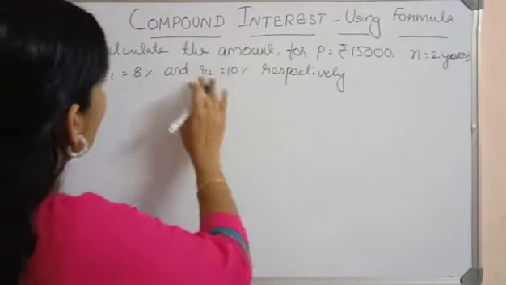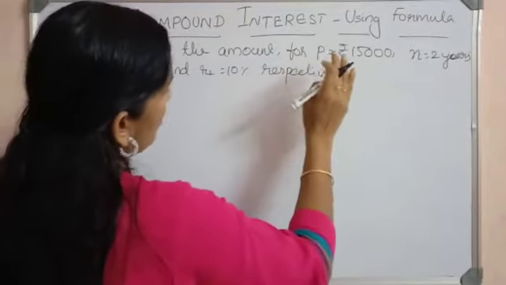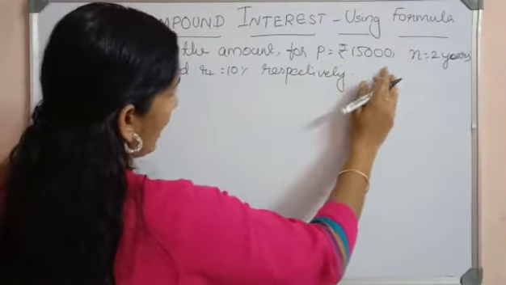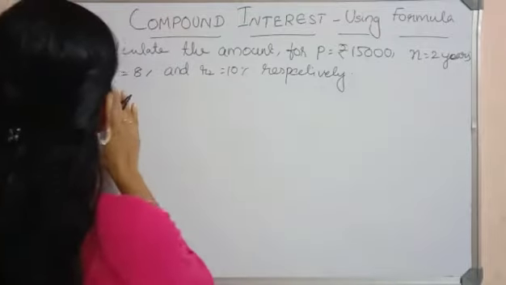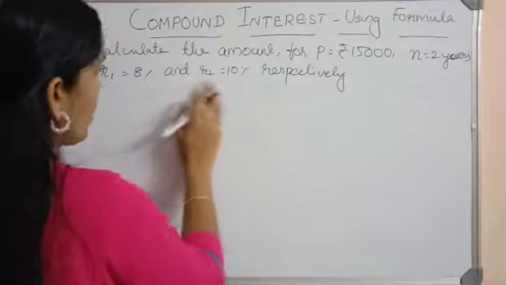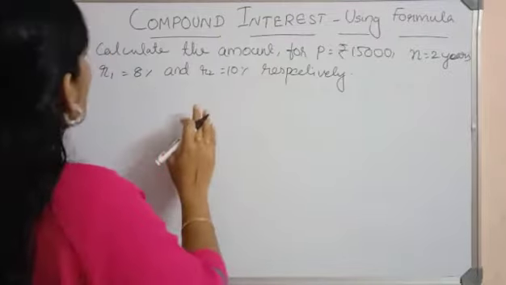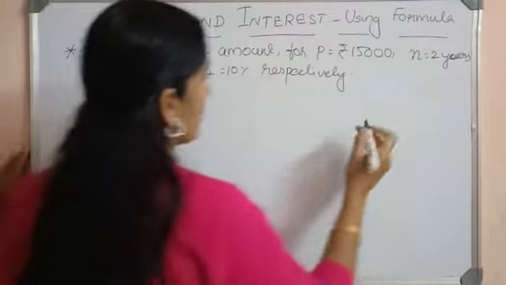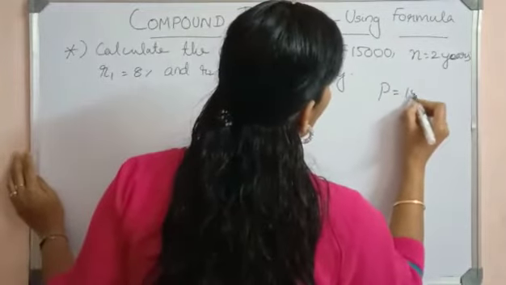Consider another question. Calculate the amount for the principal rupees 15,000 and the number of years 2 years, and the rates of interest for the successive years are given as 8% and 10% respectively. First, write all the data given. P is equal to 15,000 rupees.